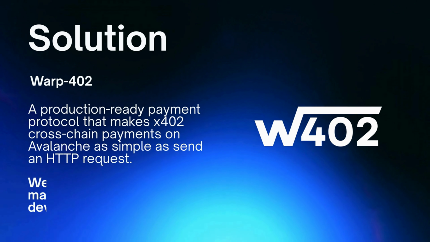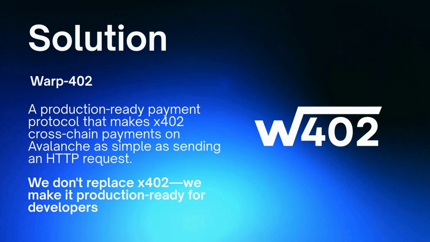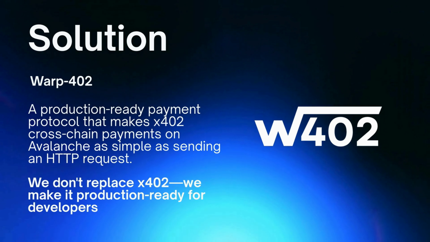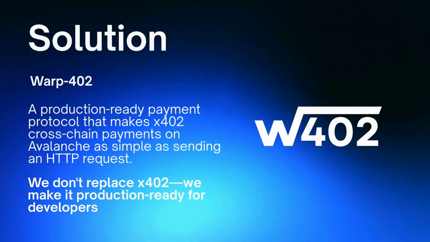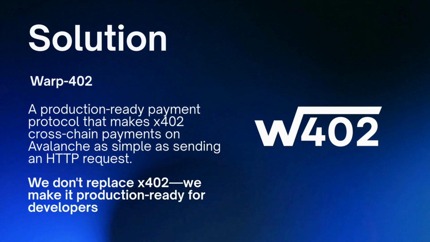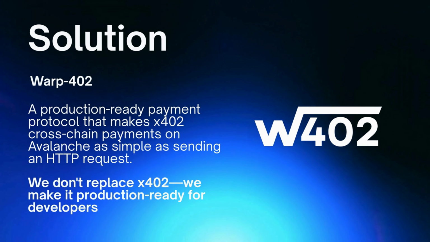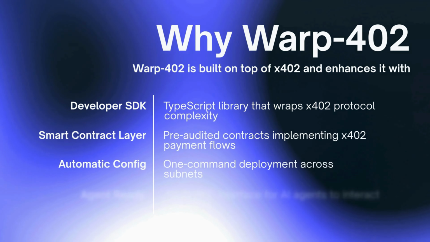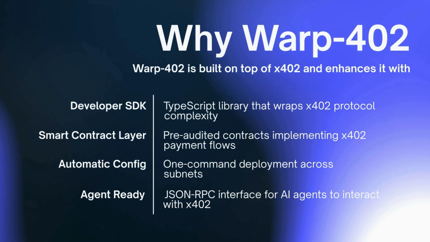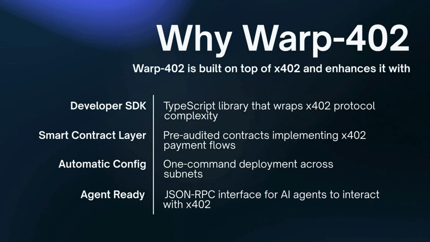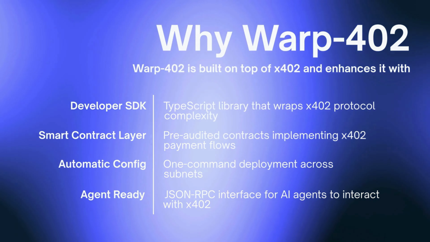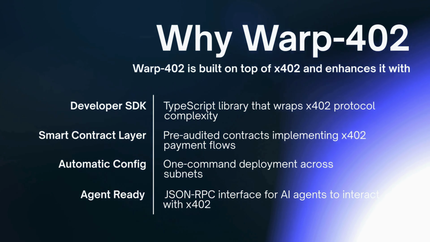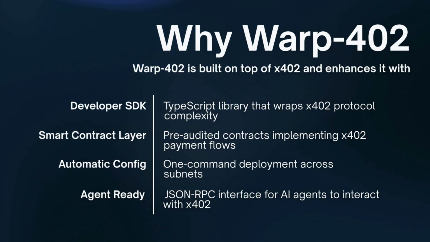The solution: Warp-402. It is a production-ready protocol that wraps the existing X402 standard, making cross-chain payments as simple as an HTTP request. It abstracts away protocol complexity to provide a seamless developer integration. Why WARP 402? The protocol accelerates development with a TypeScript SDK, pre-audited smart contracts, and single command deployment. It also includes a unique JSON RPC interface, making the system natively compatible with AI agents.